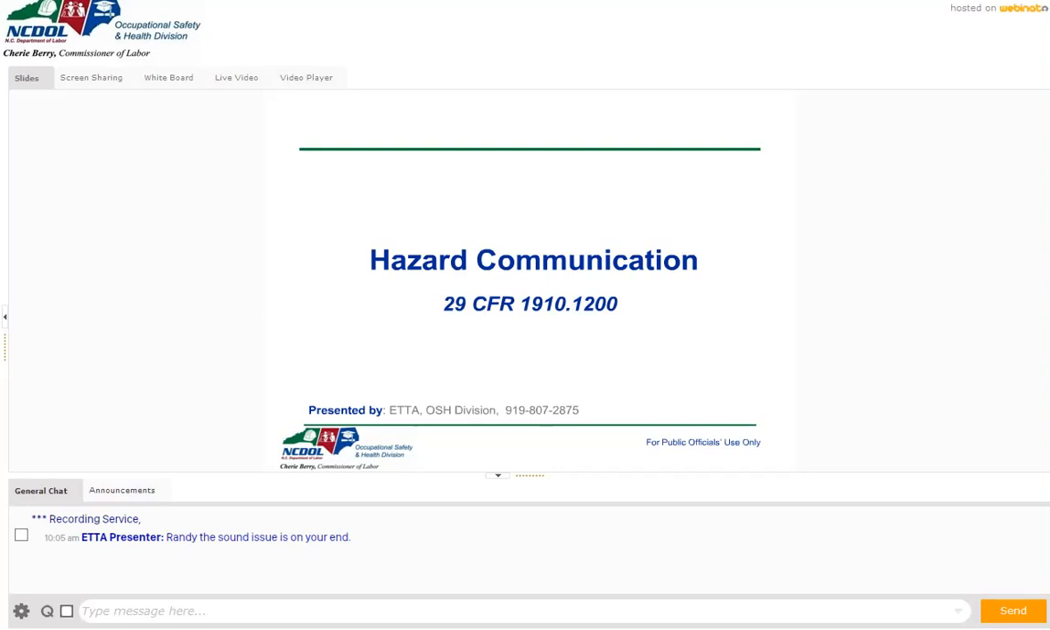That works, as long as you can produce a chemical list for your compliance officer or your insurance auditor or your corporate safety auditor, whoever comes in looking at your program. They're going to ask for your chemical list, and you just need to be able to produce that.